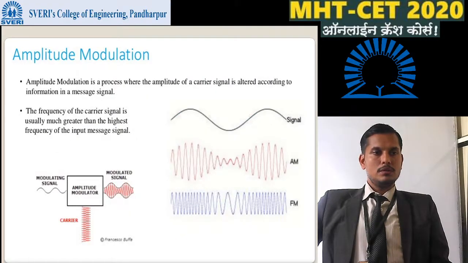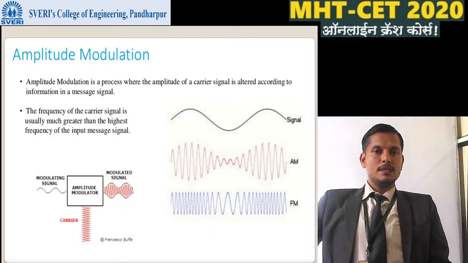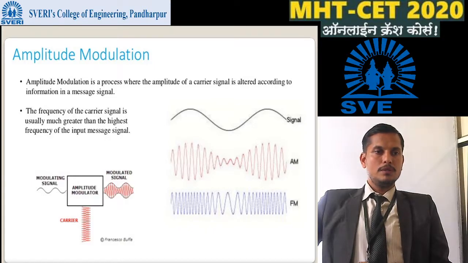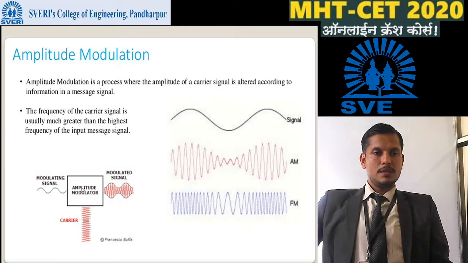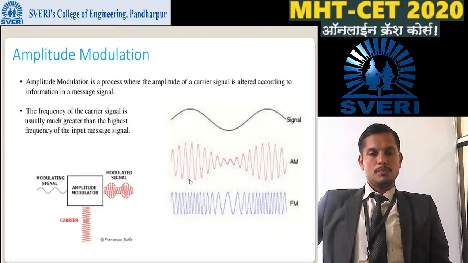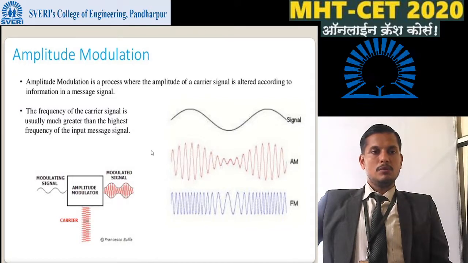Amplitude modulation is a process where the amplitude of a carrier signal is altered according to information in a message signal. The frequency of the carrier signal is usually much greater than the highest frequency of the input message signal. If you observe here, there is the carrier wave, the amplitude modulator, and the modulating signal we are using, and after superimposing on the carrier wave we get the modulated signal. Here are some figures which give an idea about this amplitude modulation.